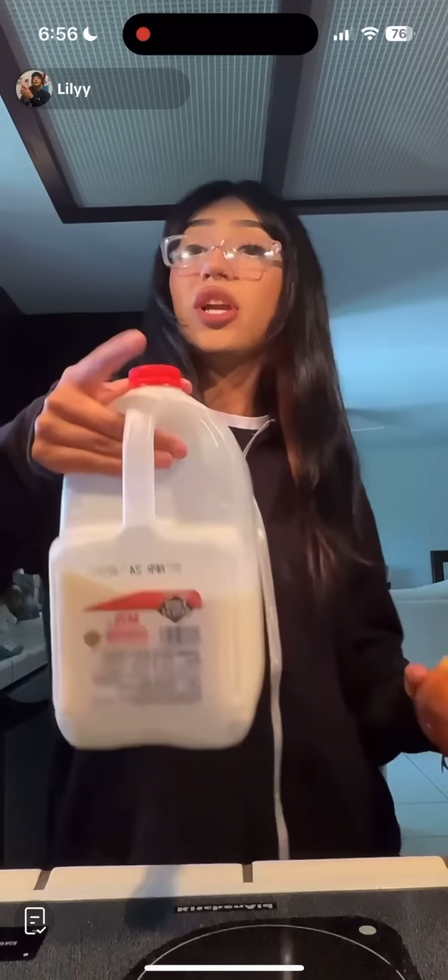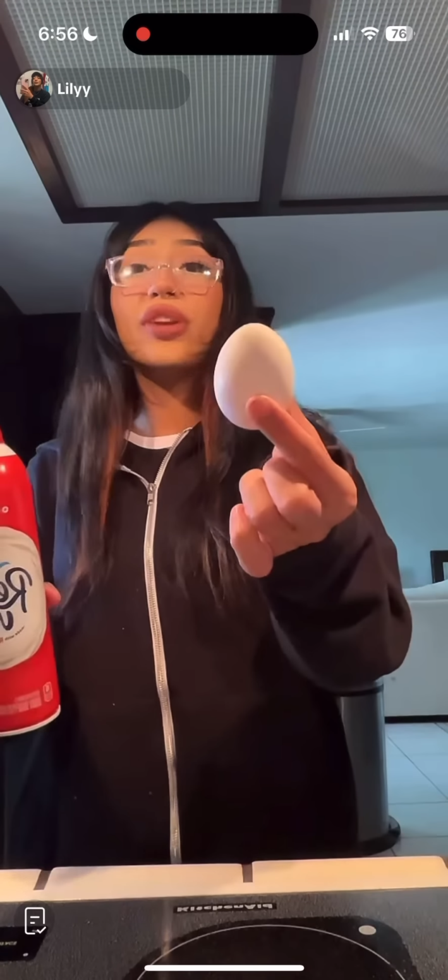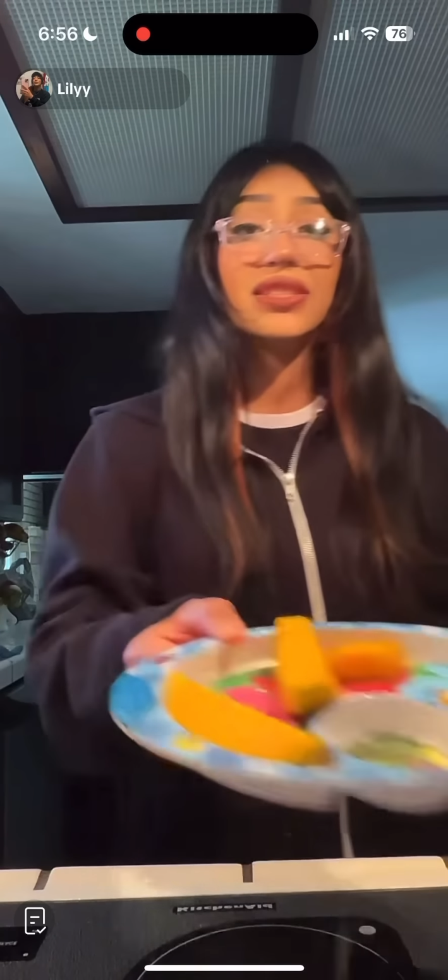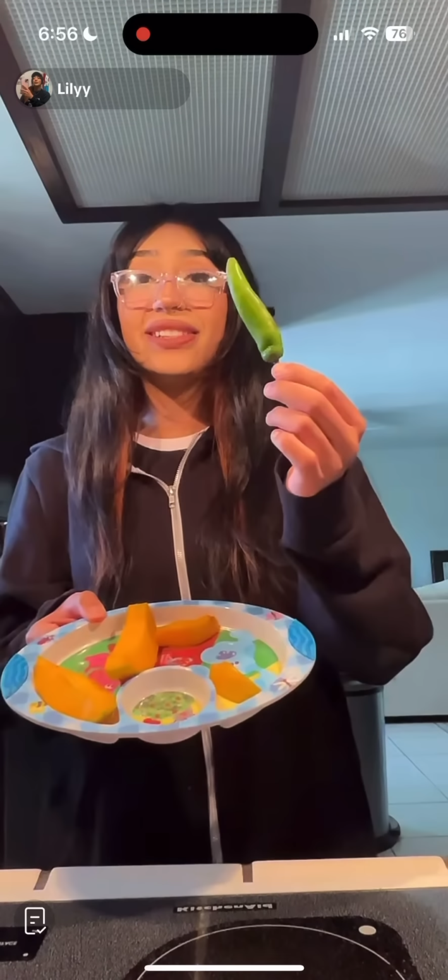The first ingredient is gonna be milk and an onion. So the good ingredient is milk. The bad ingredient is an onion. So that's going to be the first one. The second one is going to be either whipped cream or an egg. So this is the good one. This is the bad one. And then the third one is going to be a mango or a chile. And then the fourth one is going to be strawberries or mayo.